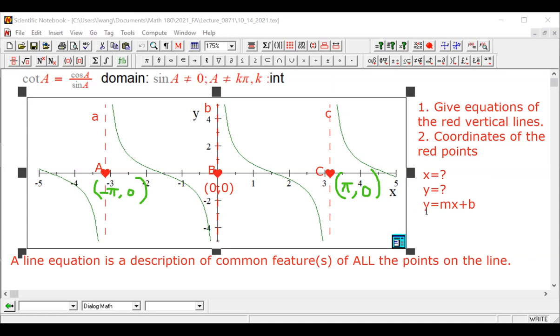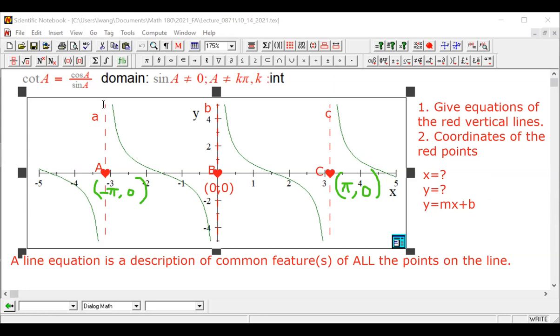For example, recall what you learned in elementary algebra: y equals mx plus b. What is m? M is the slope, and the slope is the same between any two points you choose on the line. That's the common feature. And b is the y-intercept. But a horizontal line can fit in this form, while a vertical line does not. Why?